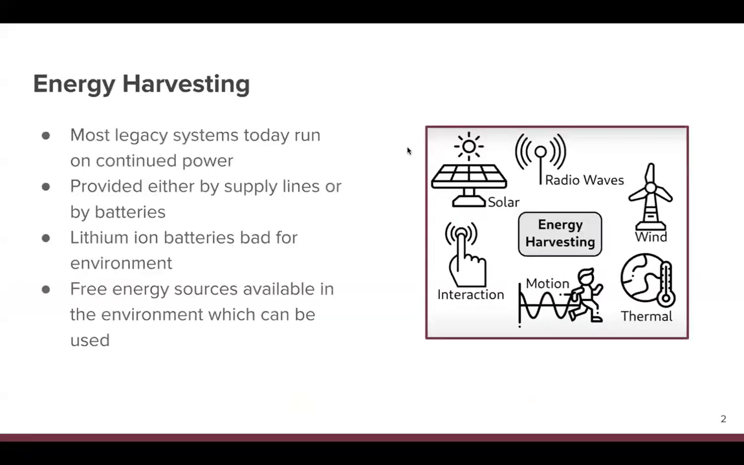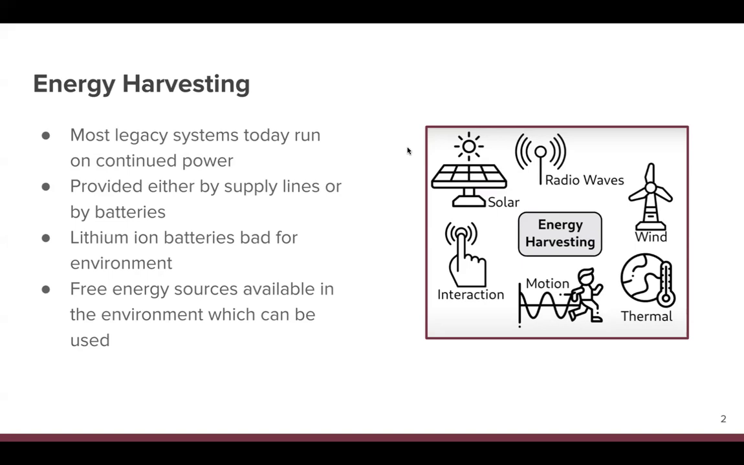So, before we get into the core concept of the work and the idea, let's look a little bit at what energy harvesting is about. Most of the legacy systems today and all of the computing power run on a continued power system. This power is either supplied by the supply line or the direct AC electricity that we get at our homes, or through batteries. Most of these systems do use batteries in one form or another. As we all know, lithium-ion batteries are bad for the environment due to both their mining costs as well as their production cost and the waste that they produce.